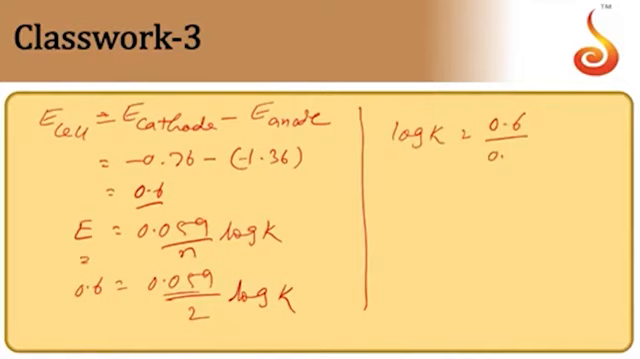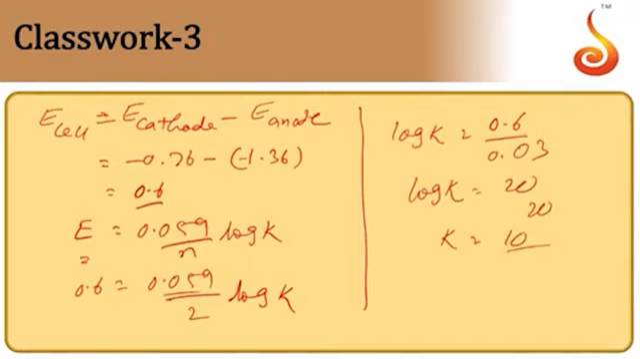On cancellation of this one, 0.03 will come, and this comes to 20. Therefore, log K is equal to 20. K will be antilog of 20, which is equal to 10 to the power of 20. So the answer is 10 power 20.